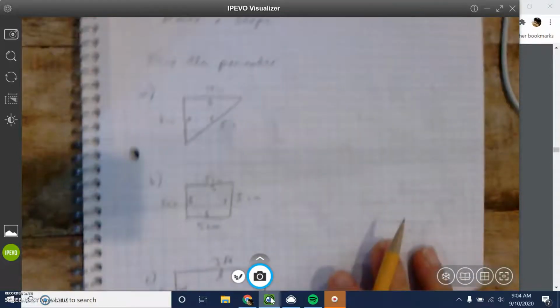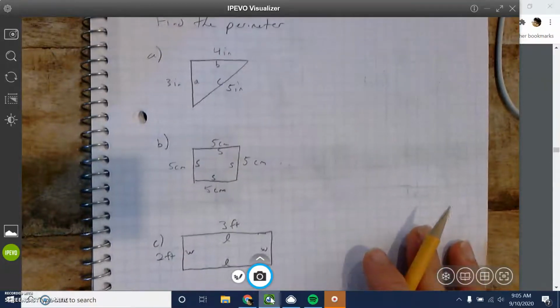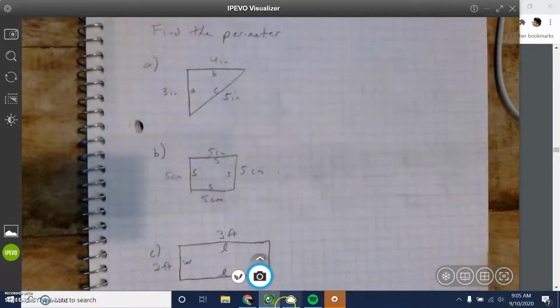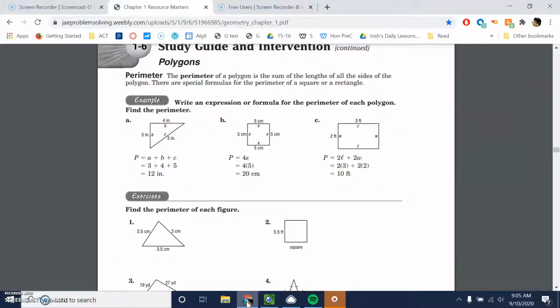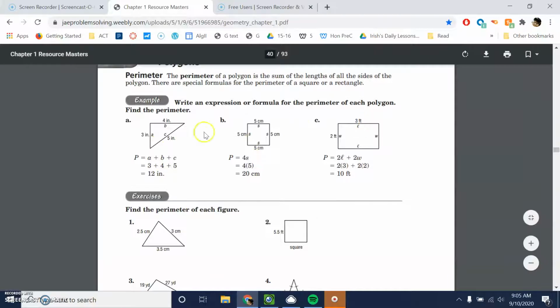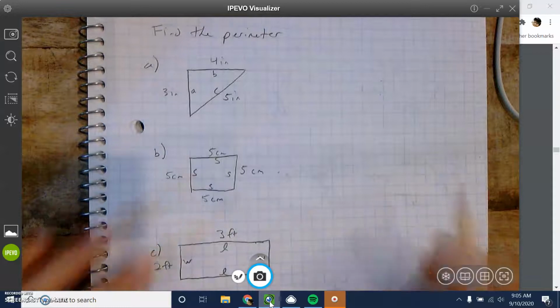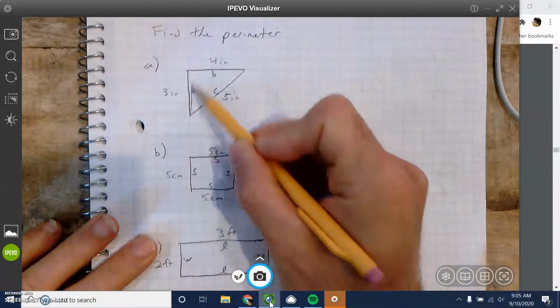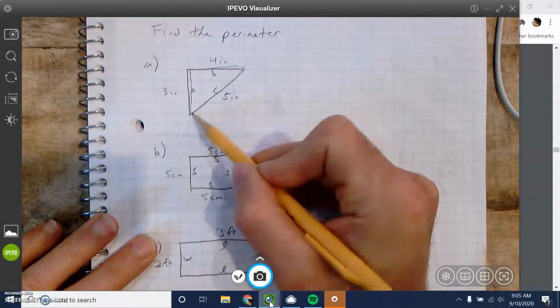Okay, cool. So then I copied 1, 2, and 3 from the examples, from the attached worksheet. We're going to find the perimeter of all of those. All right, first things first. Perimeter, you have to add up all the sides.